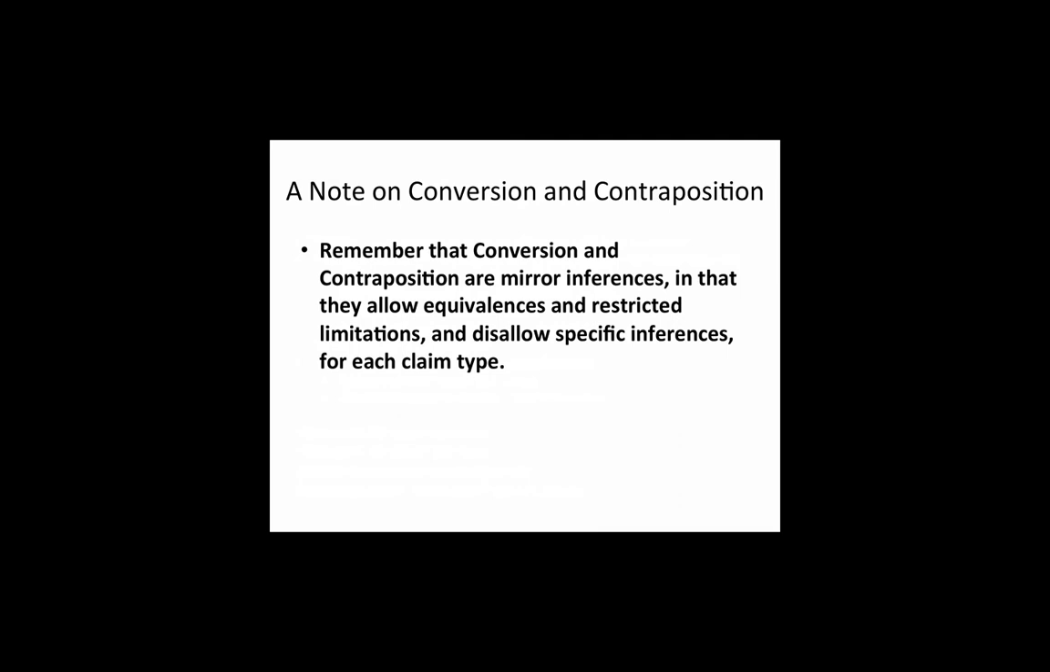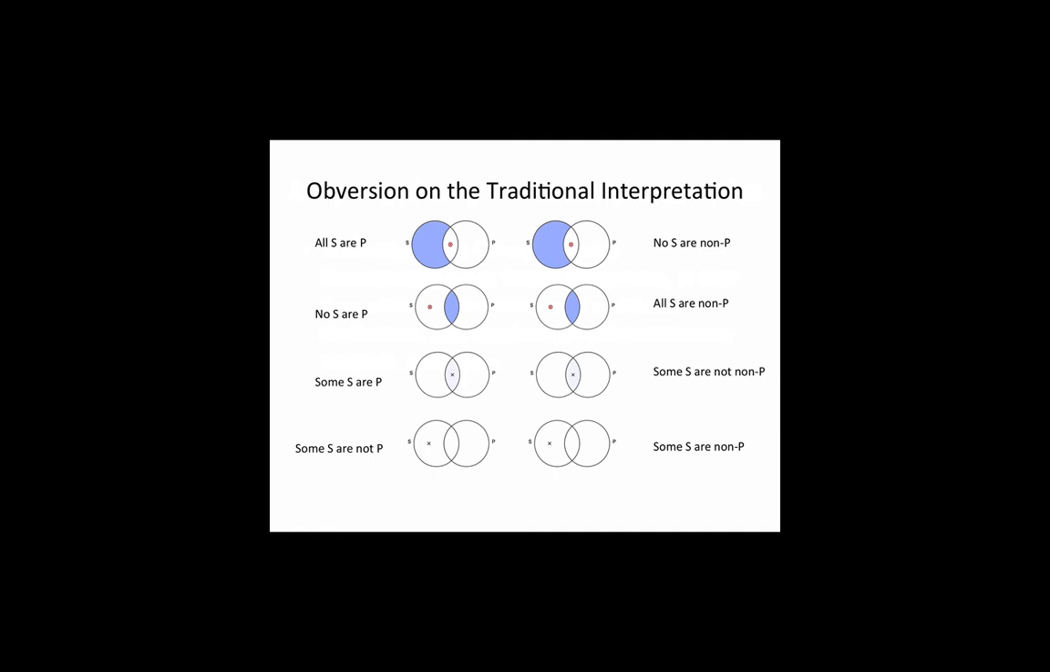Let's look at this literally by way of Venn diagrams. So obversion, as you can see, is valid for all 4 claim types. Why is it valid for all 4 claim types? Well, notice that the obverted claim is visually the same as the original. Pause for a moment and look at each diagram.